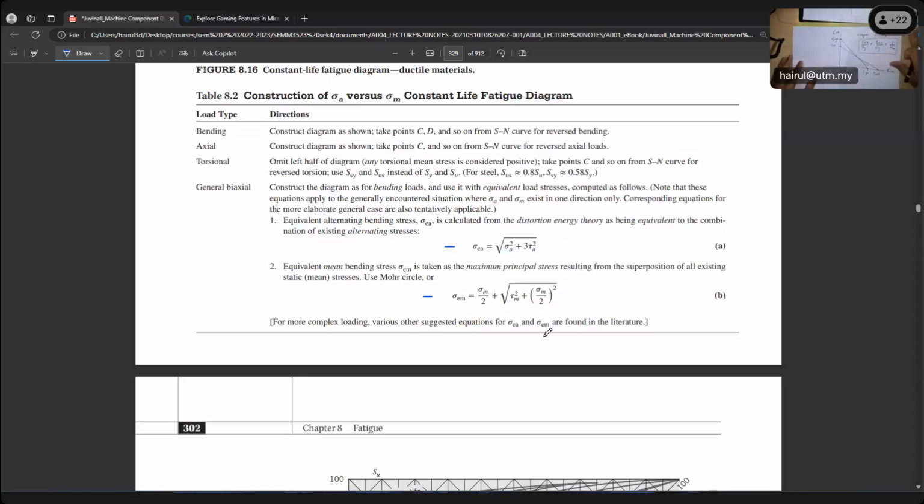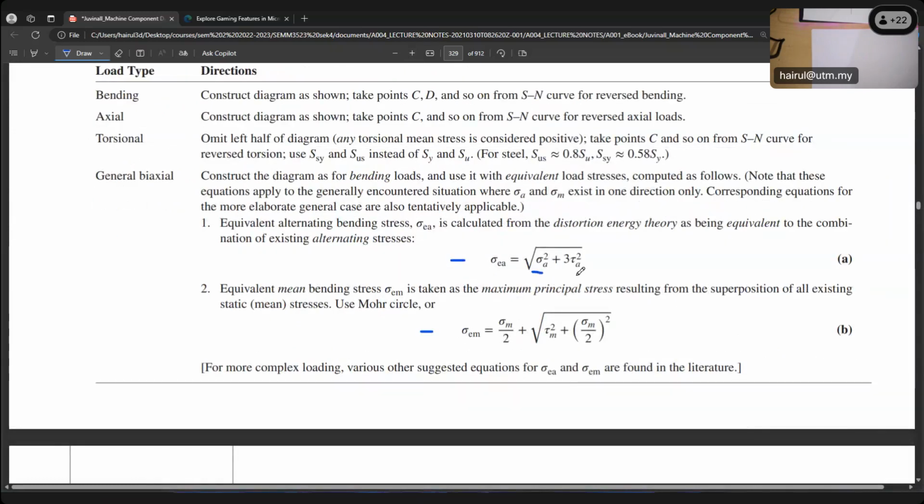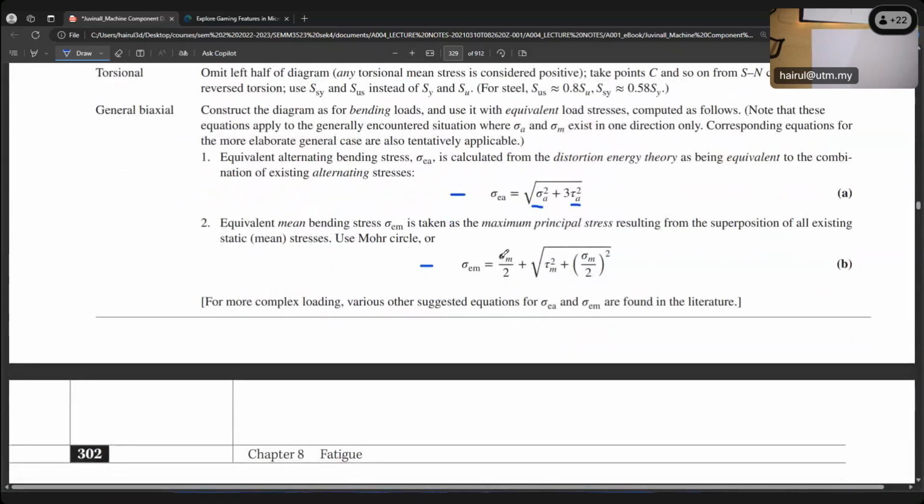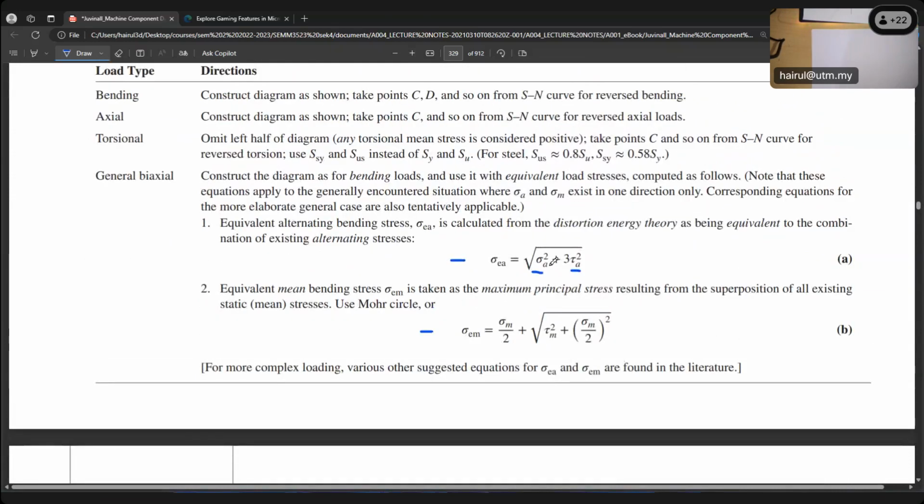Okay, as I have mentioned to you, let's focus on the main equation, Goodman. If you look at the textbook that I shared with you, sigma EA, sigma A plus 3 tau A squared, sigma EM, sigma min over 2. If I zoom in on this sigma, this is all about alternate. A means alternate, M means mean. But alternate here, you cannot just take it directly.